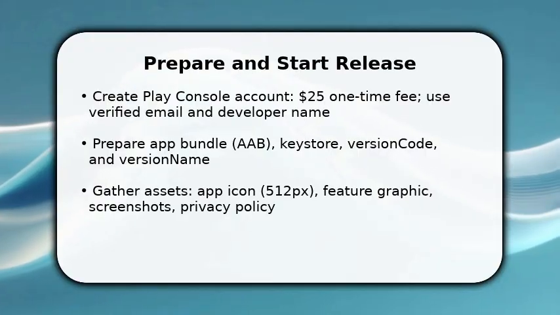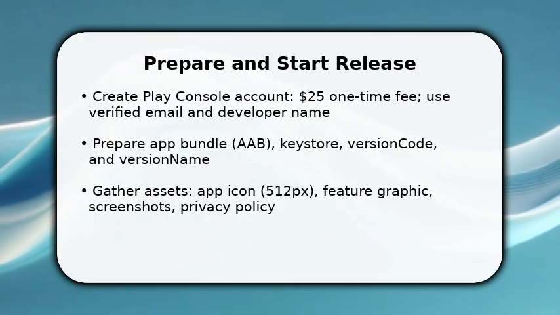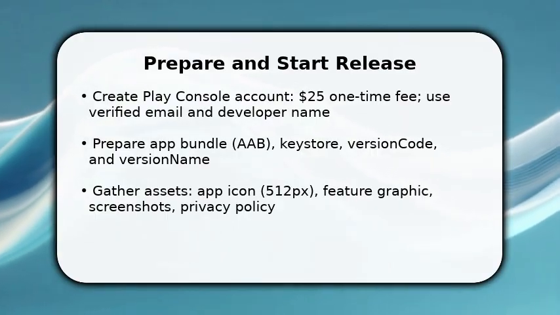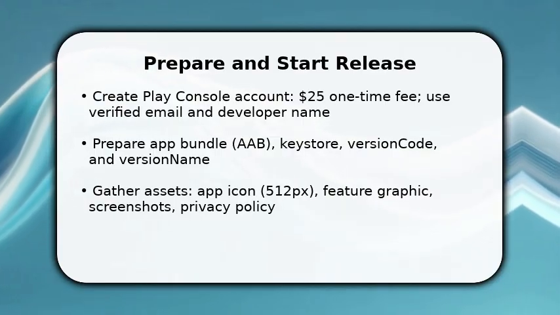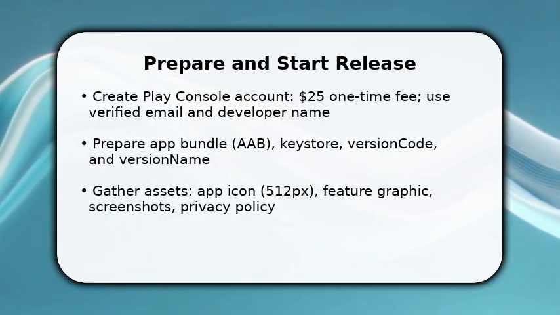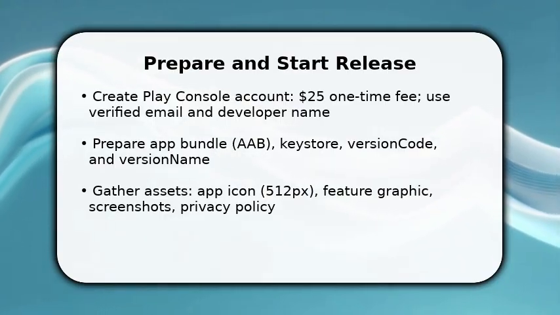You begin by opening the Google Play console and signing in with your developer account. Pay the one-time $25 if needed. Next, upload your app bundle AAB and ensure you have the signing keystore ready so Google can manage releases.